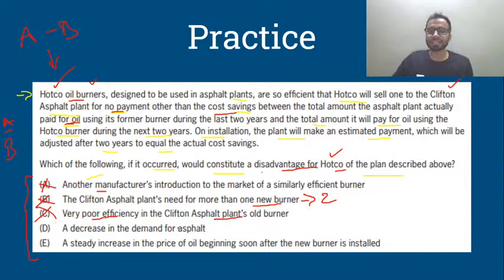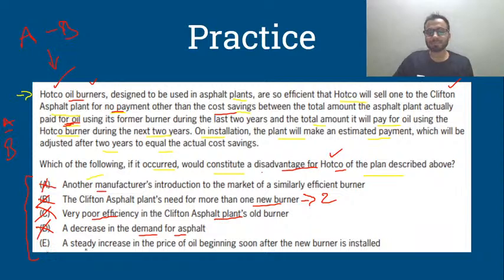D. A decrease in the demand for asphalt. We don't care about a decrease in the demand for asphalt because they'll be using the burner to burn oil, right? So even if the demand for asphalt decreases, we don't know how much it translates into the demand for oil that the plant will have. We need more information to evaluate it, so we eliminate D.